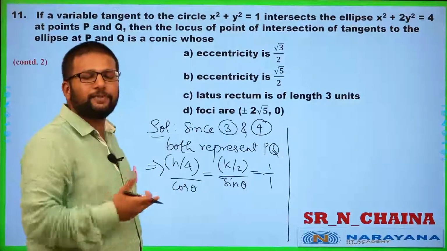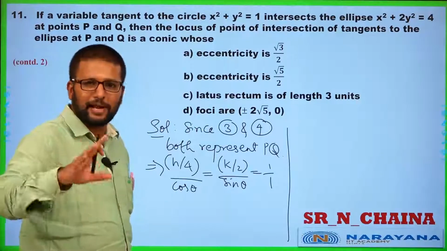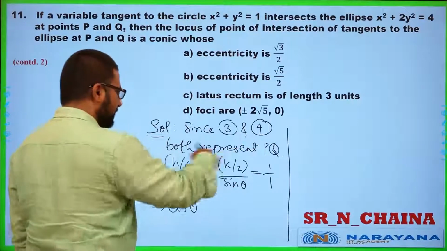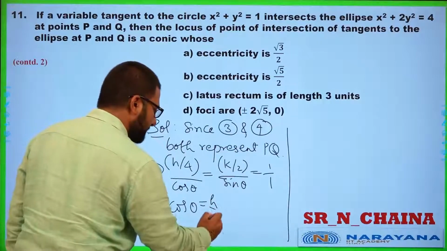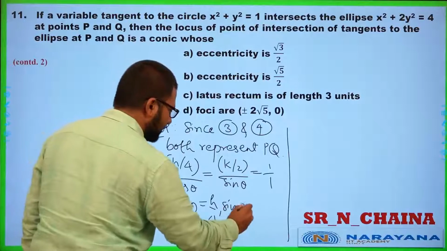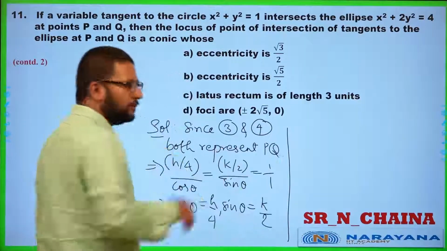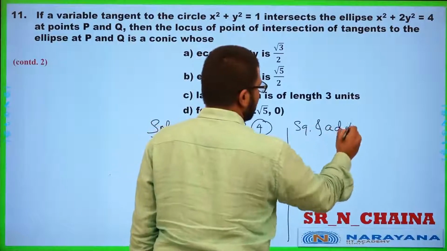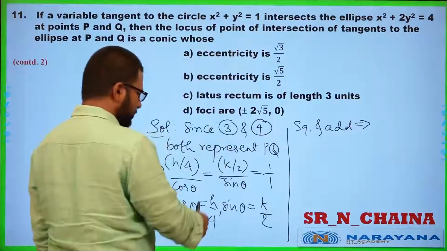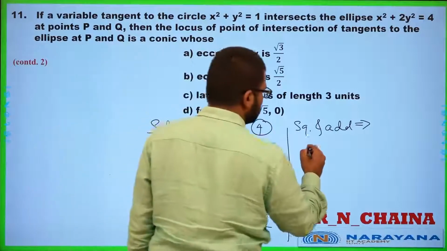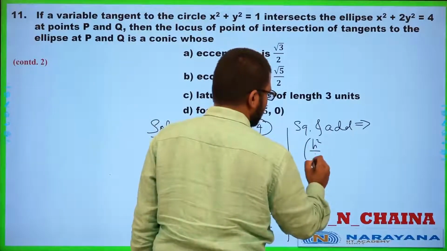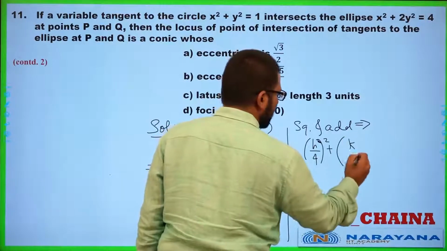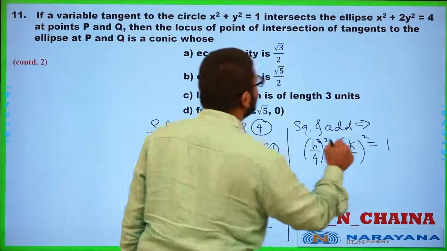Whenever we get this, we know we just have to get sin theta and cos theta, square and add. So I will say cos theta is h by 4. Sin theta would be k by 2. Squaring and adding gives h square by 4 square plus k square by 2 square, so (h by 4) the whole square plus (k by 2) the whole square equal to 1.